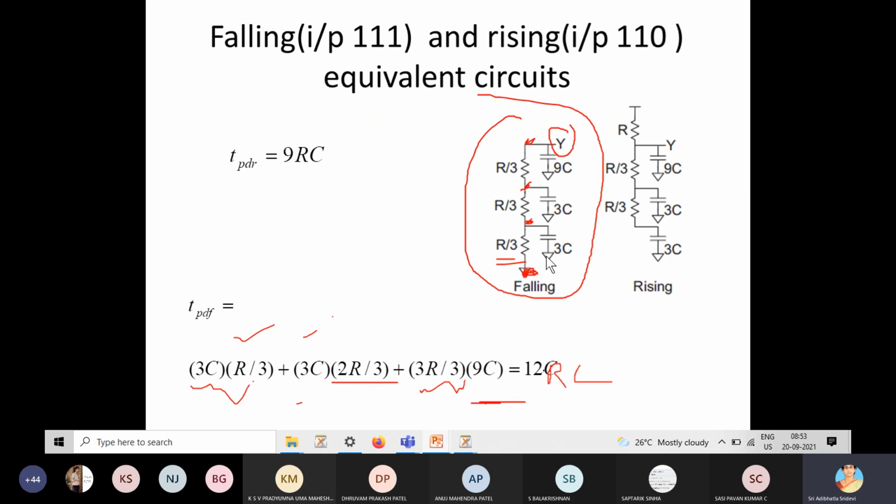Then by giving input combinations, if you give 1, 1, 1, you will get this circuit. For this, we have to find out the Elmore delay. That is R by 3 into 3C plus R by 3 plus R by 3 into 3C plus R by 3 plus R by 3 plus R by 3 into 9C. So we get 12 RC for the falling propagation delay. For the rising propagation delay, we take the 110 input, then you will get 9C into R. For the same rising propagation delay, if you take the input 0, 0, 0, we get 3 RC.